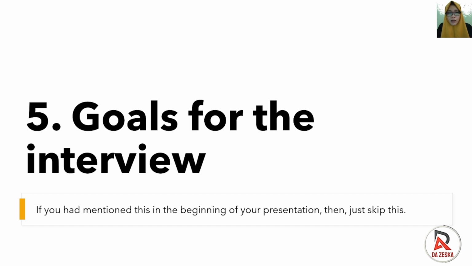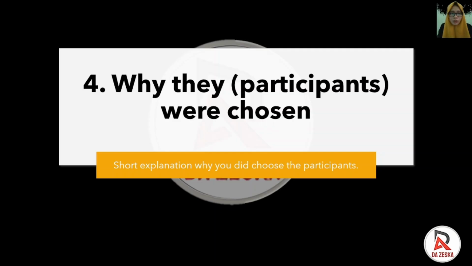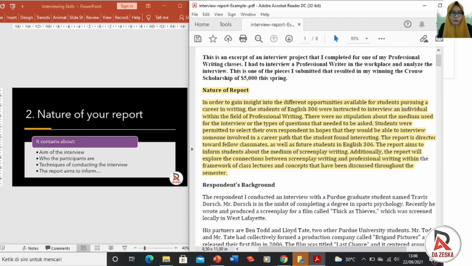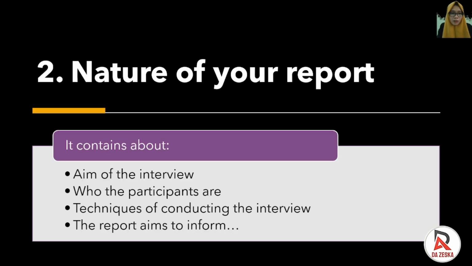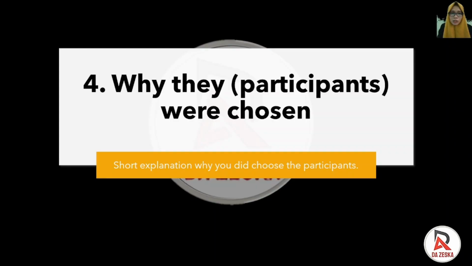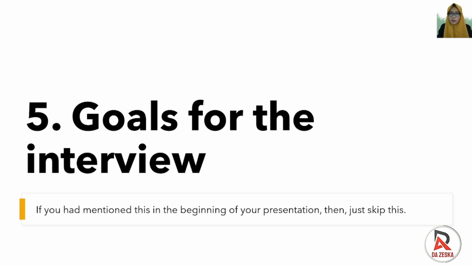Why did I have this kind of note below the point? Because here, let me go back to the previous slide. Here it is. Okay. On the second point of the structure, we have nature of your report, right? And it also contains the aim of the interview and the aim of the report. If you had already mentioned the aim here, in this part, then you just need to skip that here, on the fifth point.